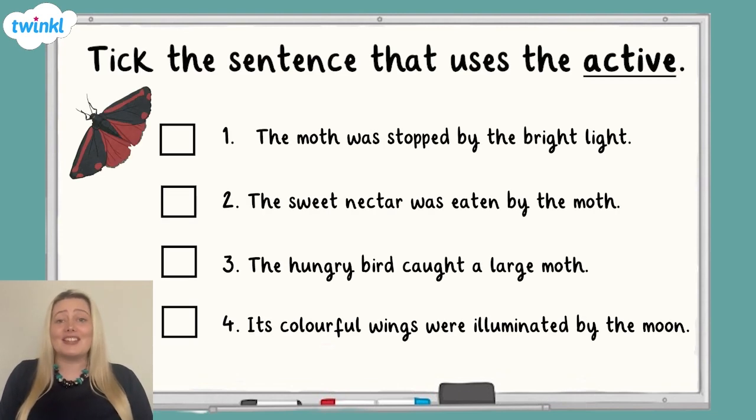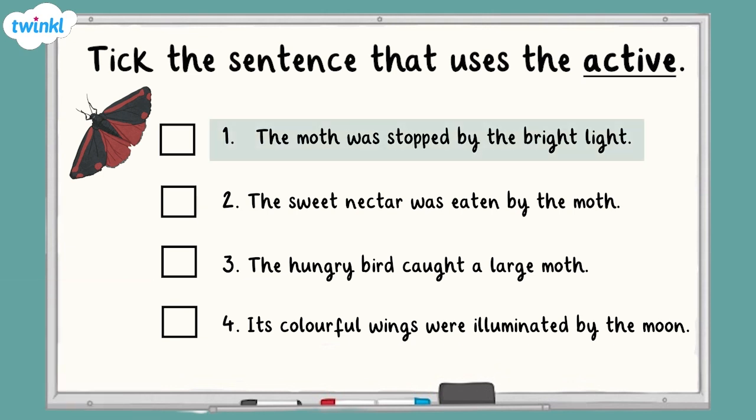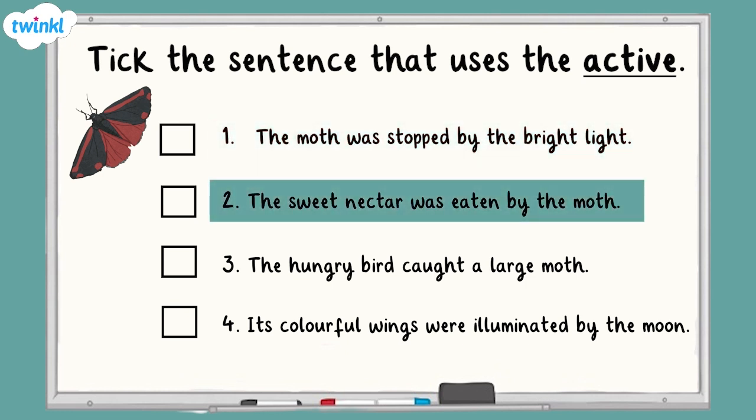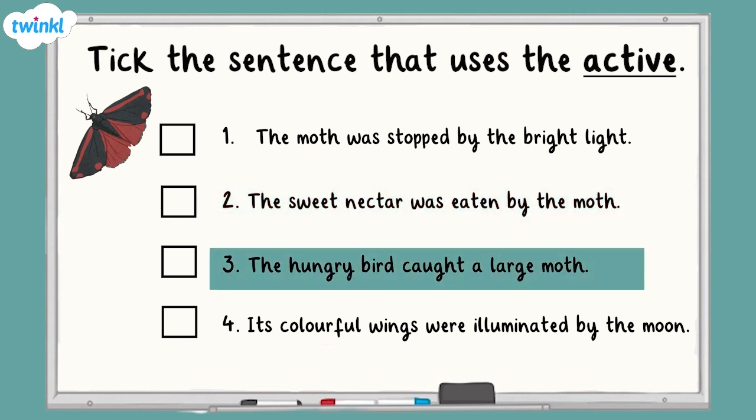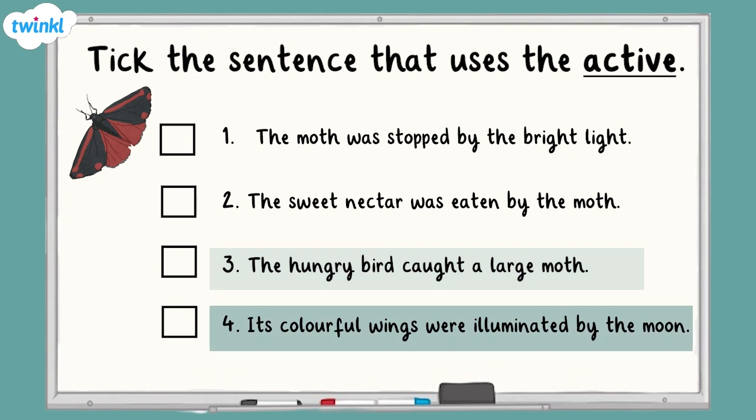Here, you're being asked to tick the sentence which is written in the active. Sentence 1 says, the moth was stopped by the bright light. Sentence 2 says, the sweet nectar was eaten by the moth. Sentence 3 says, the hungry bird caught a large moth. Sentence 4 says, its colourful wings were illuminated by the moon.